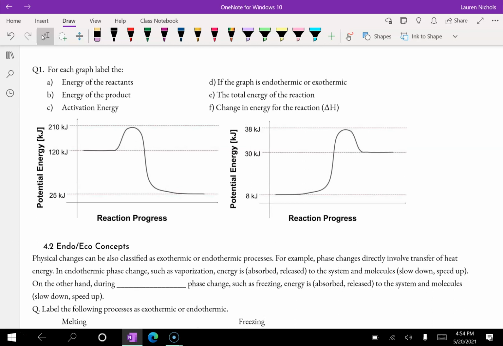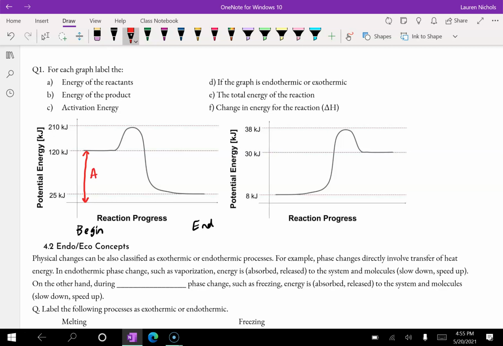And so when you have a graph like this, a reaction diagram, for this question, we wanted you to label all the different parts that you could. So we've got A is the energy of the reactants. And on both graphs, when you have reaction progress, that means the beginning of your reaction is over here and the end is on the right side. So the energy of your reactants is from 0 all the way to where that line is. So that would be A.